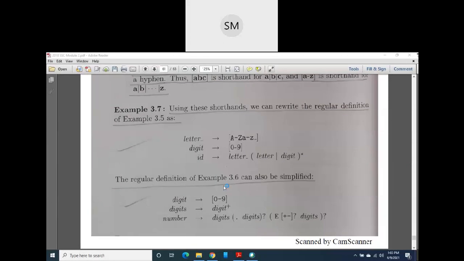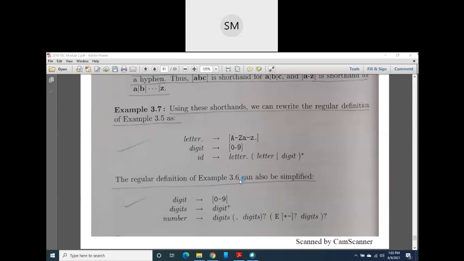Okay, then the regular expressions of example 3.6 we can also rewrite like this. That is for a number we had written. The last one is there. Here I have used the question mark. What does it represent? Digits you already know: one digit minimum followed by 0 or more digits. Then the optional fraction was there.